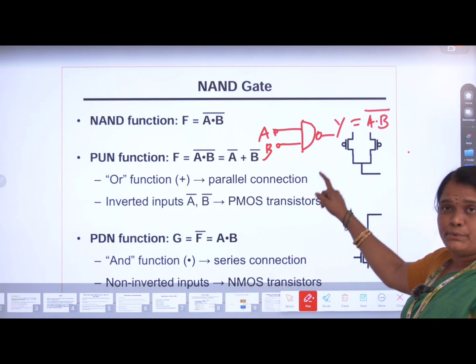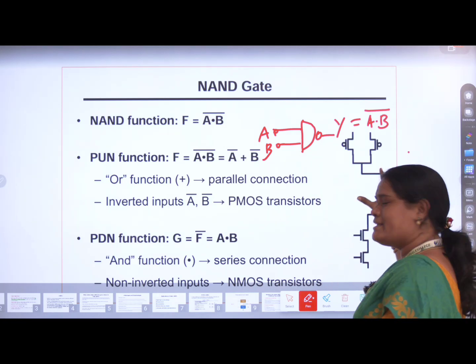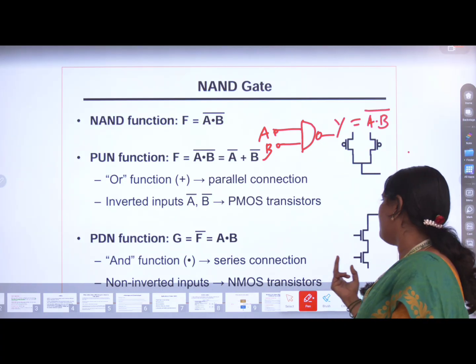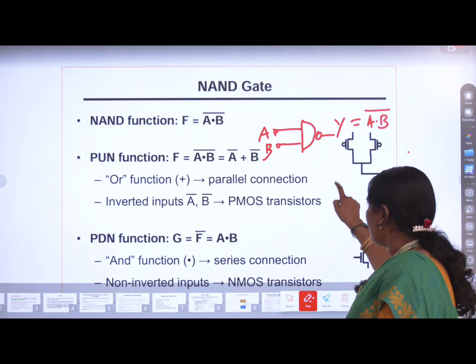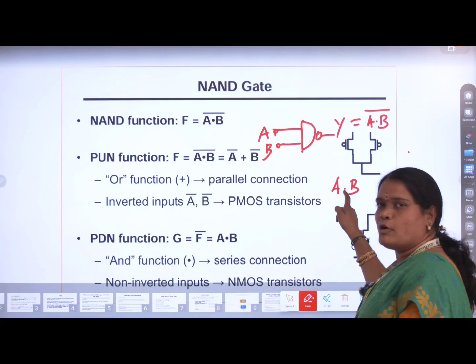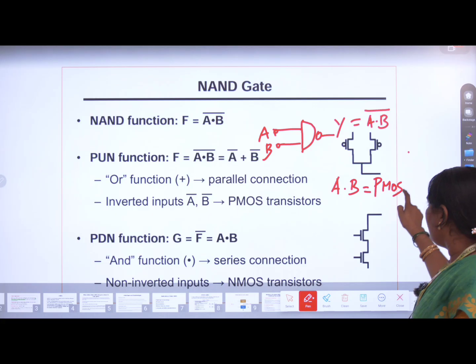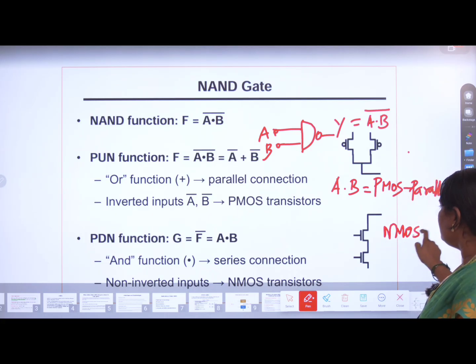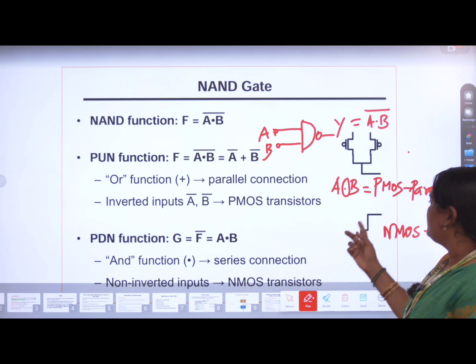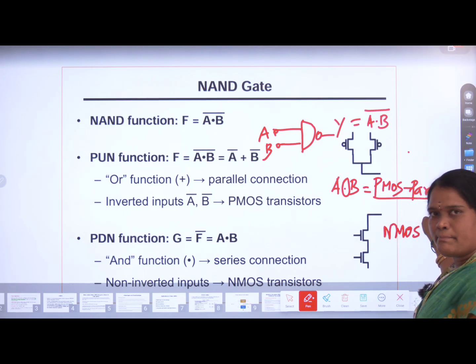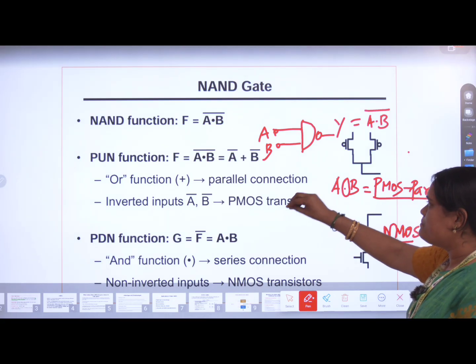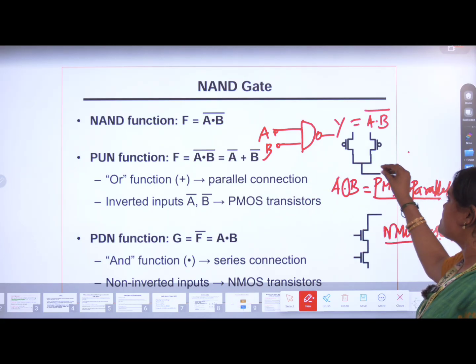So for this two input connection, we need to implement a structure with two PMOS and two NMOS. So for dot logic, any dot-like logic, AND operation and all, we need to use PMOS in parallel and NMOS in series. So this is the design concept. Whenever we are using dot operation, we need to connect PMOS in a parallel way and NMOS in a series connection. So this is the exact principle behind designing a NAND gate using static CMOS.